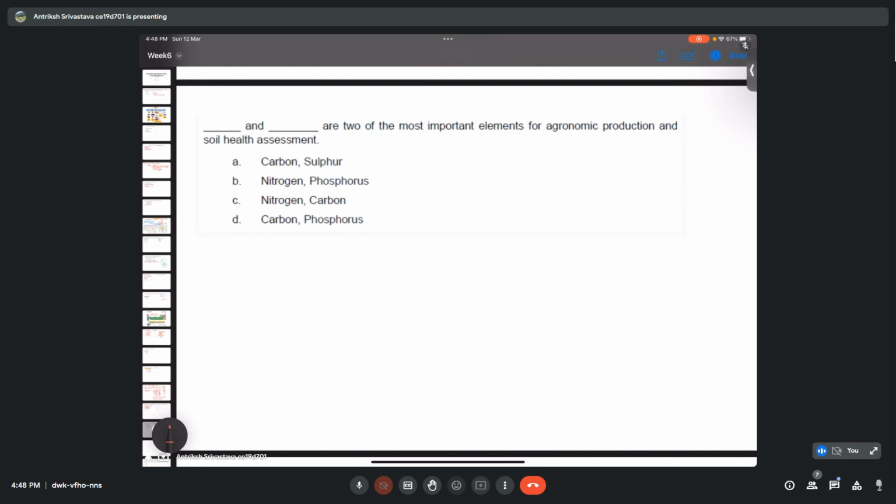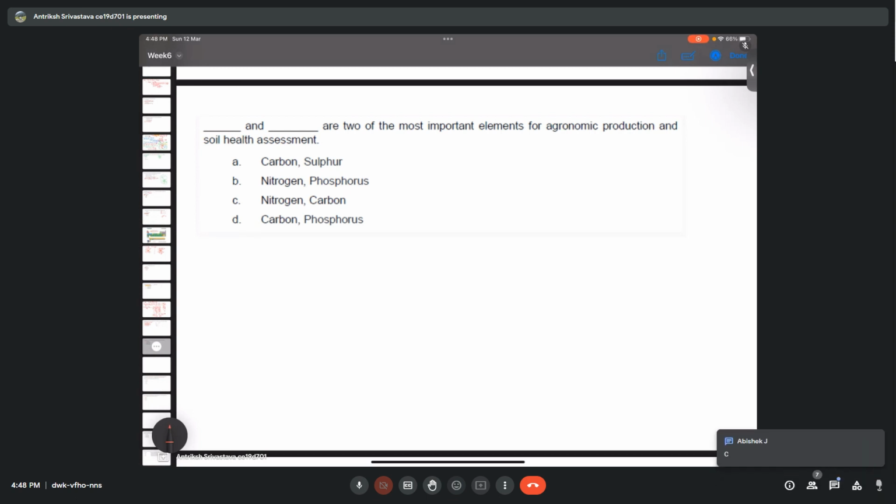Now this is more from the literature or from experience. There is not much explaining for this question, so you can go ahead and try to answer it. C, nitrogen and carbon. Yeah, so nitrogen and carbon are two of the important elements for agronomic production and soil health assessment. Correct.